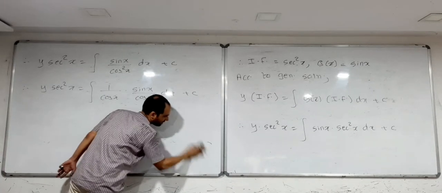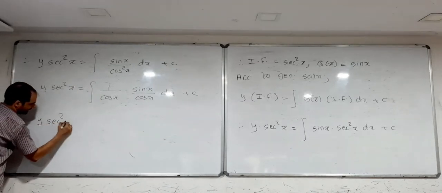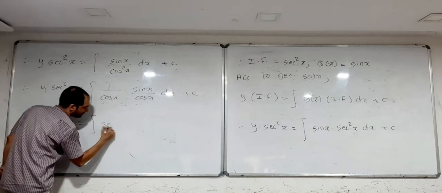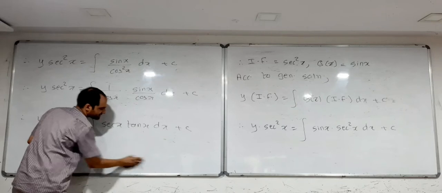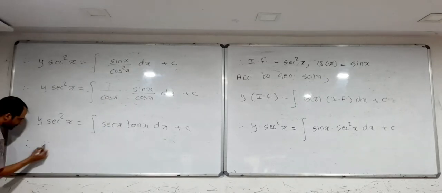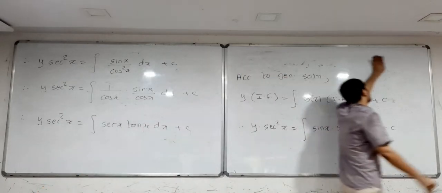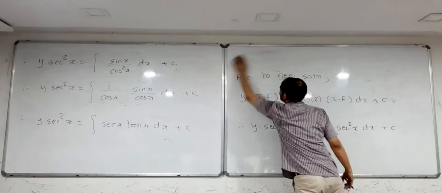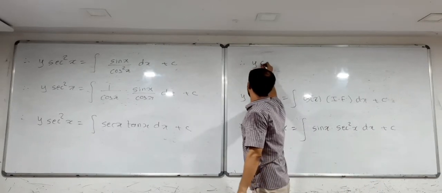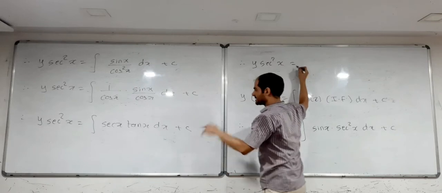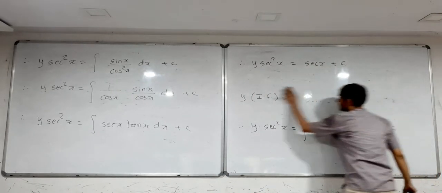This becomes y into sec square x. y into sec square x is the integration of sec x tan x dx plus c. What is the integration of sec x tan x? It is sec x. So ultimately y into sec square x is sec x plus c. This is the general solution.